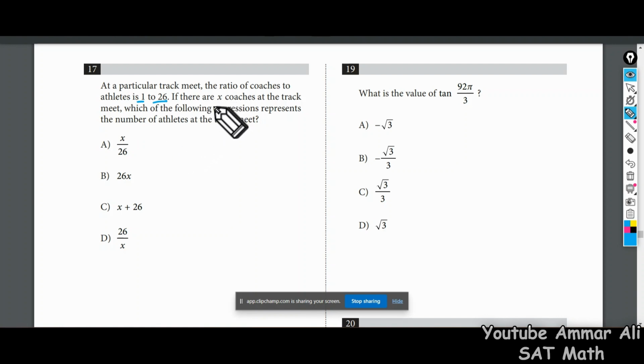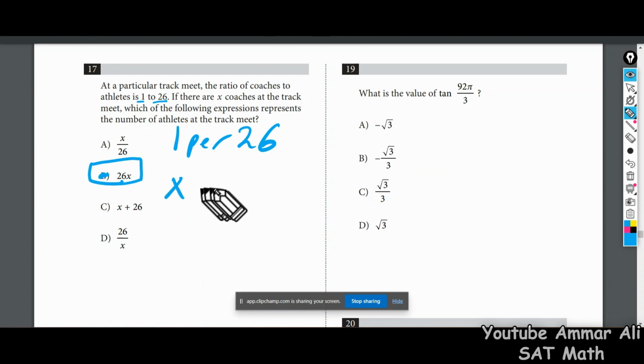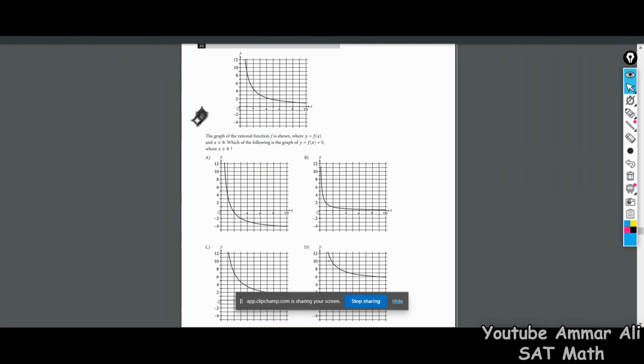So if there are x coaches, that means for every coach there are going to be 26 athletes. So which one of these tells you that? 26 per x, and the only one that is like that is B. Again, it's one coach per 26 athletes. If there are x coaches, that means there are going to be 26 times x athletes. So that's why B is our answer, 26x. Moving on to question 16.